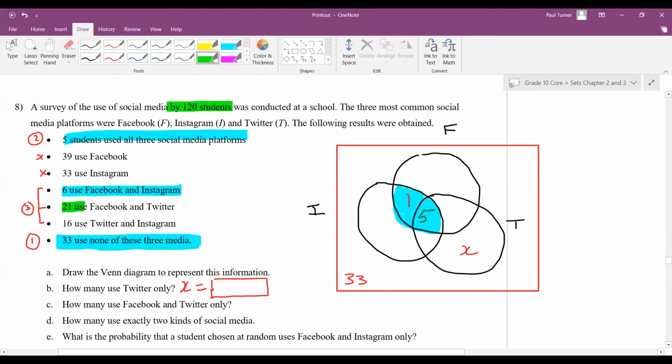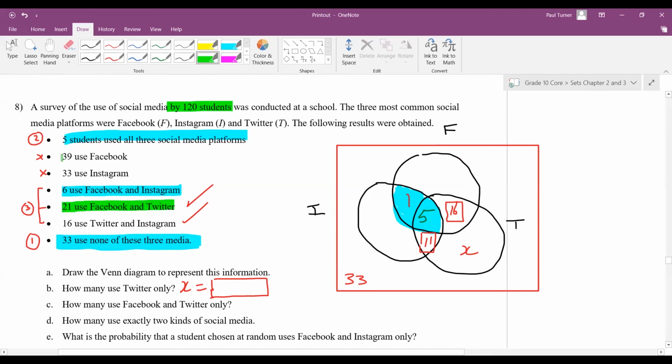So if we do Facebook and Twitter, what number goes here? Anyone? What goes here? 16, no? 16, yeah. Because 16 plus 5 is 21, right? Yep. What about Instagram and Twitter here? What's that number? 11. Yeah, 11. Because 11 plus 5 is 16, yeah? Right? And now we come back up to here.